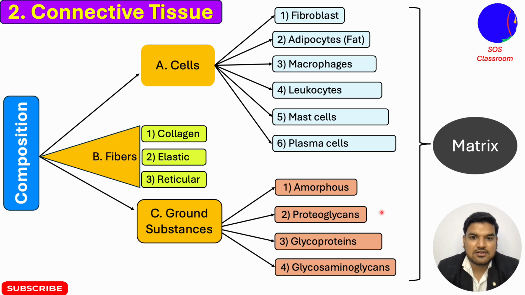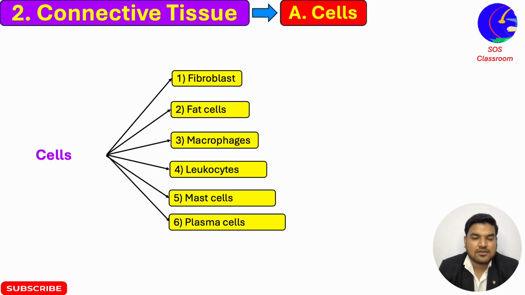And this is all called a matrix. Different types of cells, different types of fibers, different types of ground substances mesh together to form the matrix. So first of all, discuss the different types of cells present in the connective tissue. We will discuss the fibroblasts, fat cells, macrophages, leukocytes, mast cells, and plasma cells. First of all, the fibroblast.